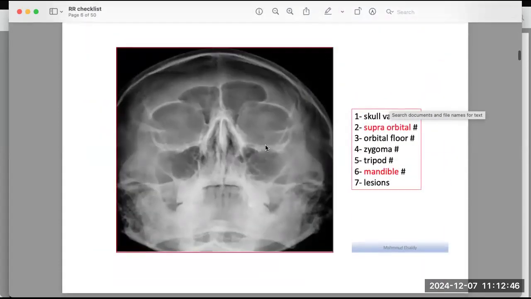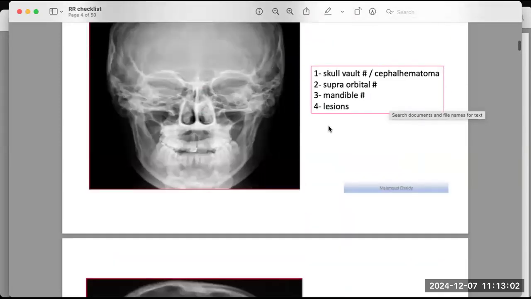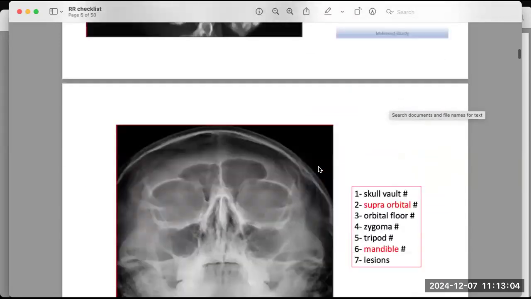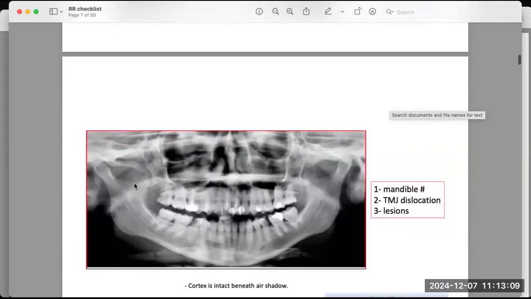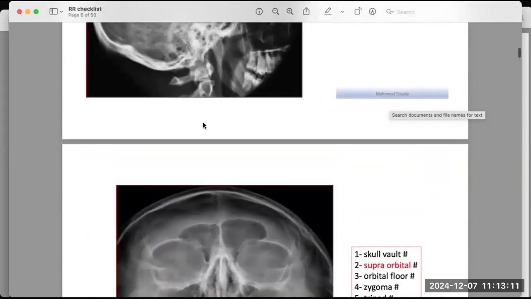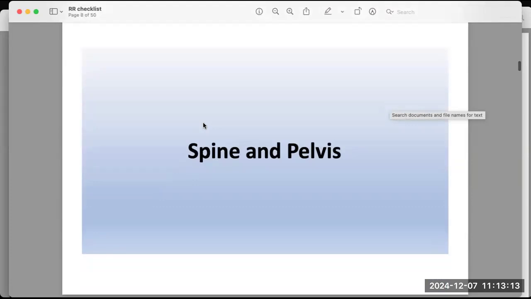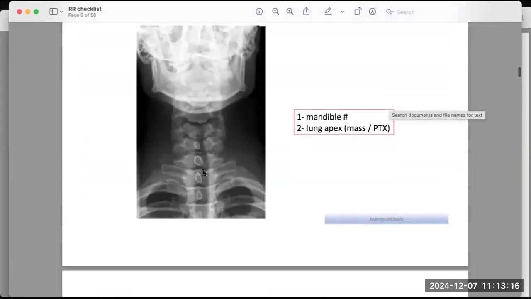See, this is the occipitomental. There is a checklist in it. The AP, the normal AP. Okay, I will put it in the Telegram group. For the AP, there is another checklist, and see the difference between both of them. In the orthopantogram, there is a checklist. In the lateral, there is another checklist. See, so please do it on a daily basis.